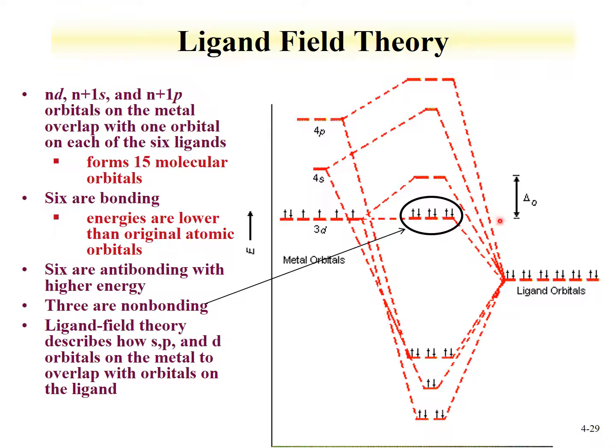And here, the promotion from this highest occupied molecular orbital to lowest unoccupied molecular orbital will give us our ligand field splitting parameter. So UV-vis spectroscopy will measure the energy from this orbital to this antibonding orbital. So the ligand field theory describes how s, p, d, and f orbitals on the metals can overlap with orbitals on the ligand to form molecular orbitals.